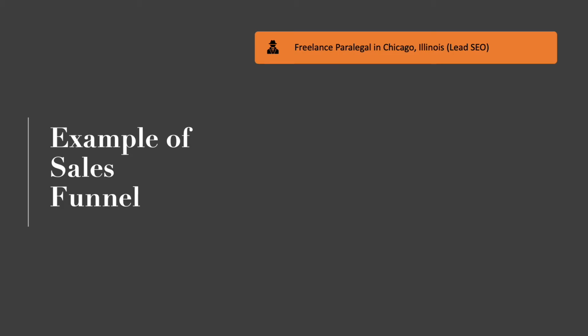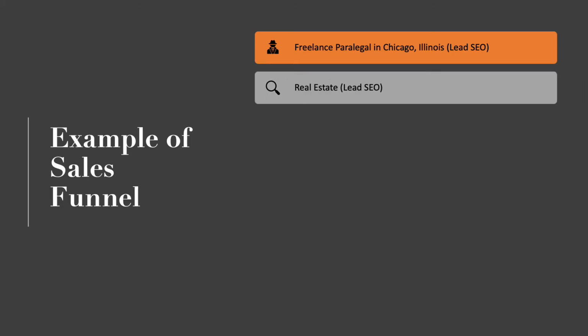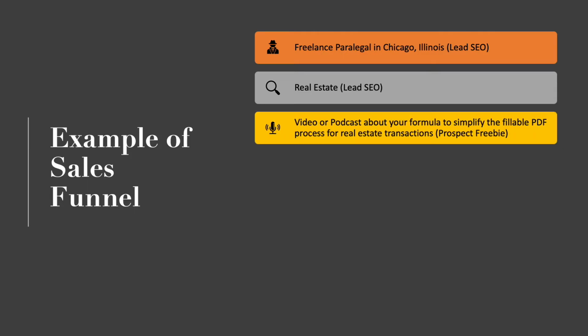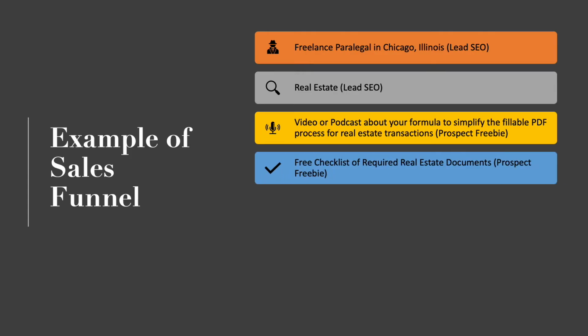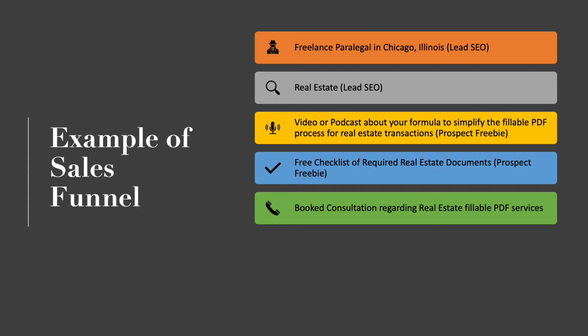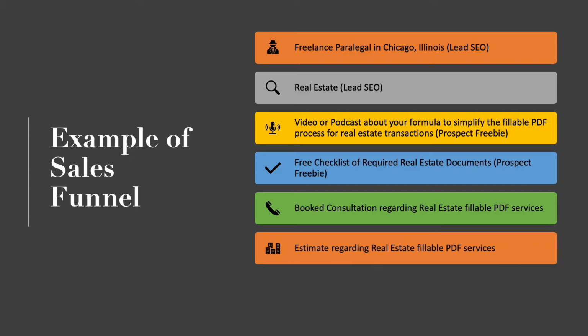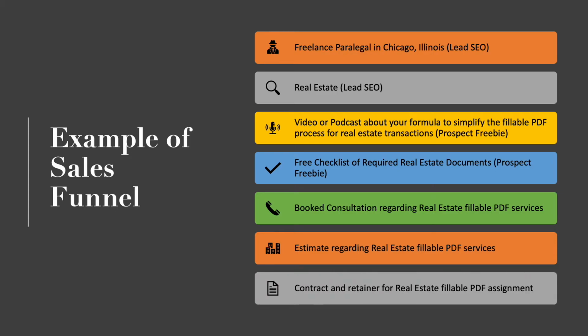So we've got a freelance paralegal in Chicago, Illinois, which is the lead part of her SEO. She's in real estate, again, part of her SEO. She's doing video or podcast about a formula to simplify the fillable PDF process for real estate transactions. So that is her prospect freebie. In addition to that, she's got a free checklist of required real estate documents, again, a prospect freebie, and she's eventually booked a consultation regarding the real estate fillable PDF services that she has. She put out an estimate regarding that, and then she got a contract and got a retainer paid for her real estate fillable PDF assignment. So that's full scale right there, starting with the SEO, going into lead, converting it, and then getting a paid client as a result of it.